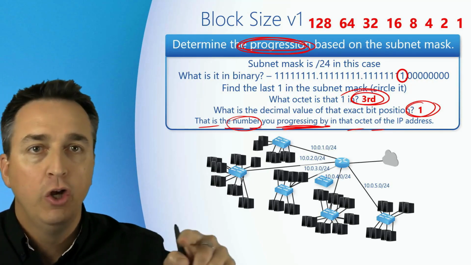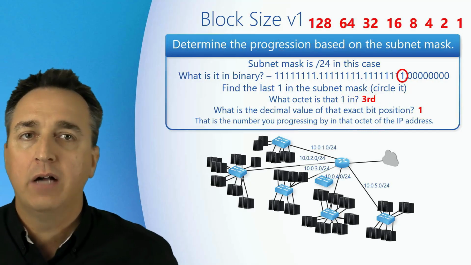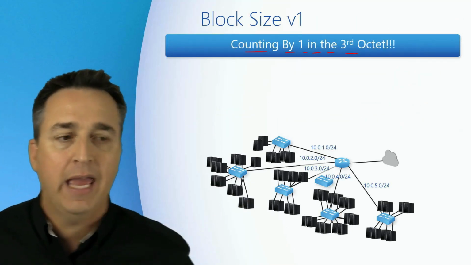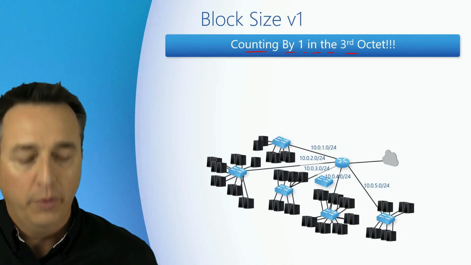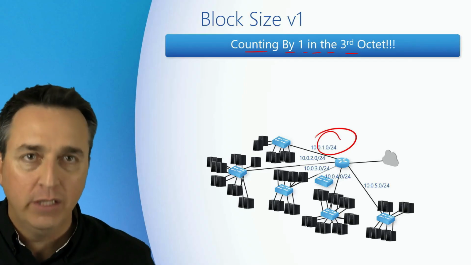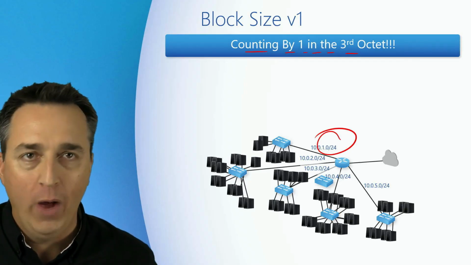What does it mean? It means I'm counting by 1 in the third octet in this case. So with a /24, you're always counting by 1 in the third octet. Always, no matter what.